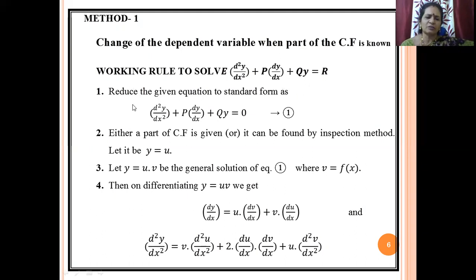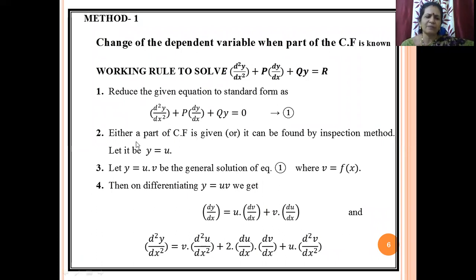Now what is the first step? Reduce the given equation to standard form as d square y by dx square plus p into dy by dx plus qy is equal to 0. Right? So first of all, we have to reduce whatever the given second degree equation is, like this. The main thing is the LHS, so we have to reduce the LHS in this form. Here the RHS may be 0 or R. Let this be equation 1.